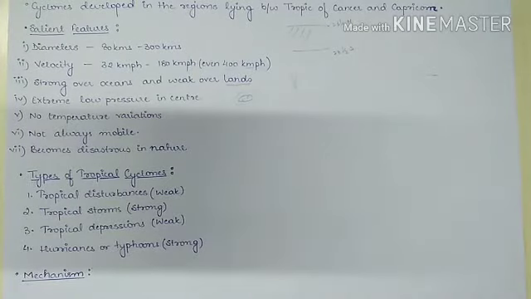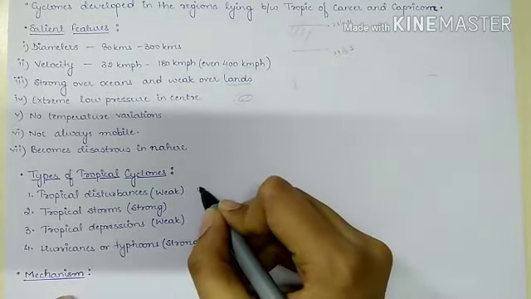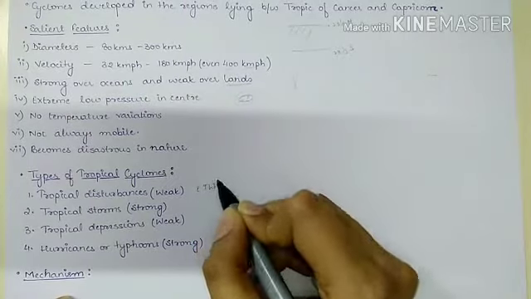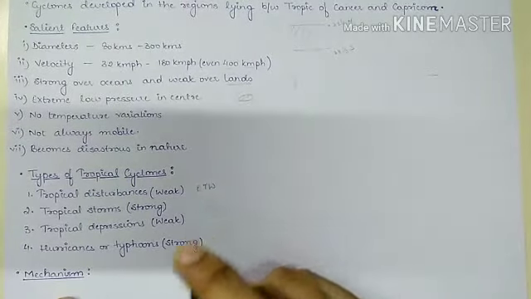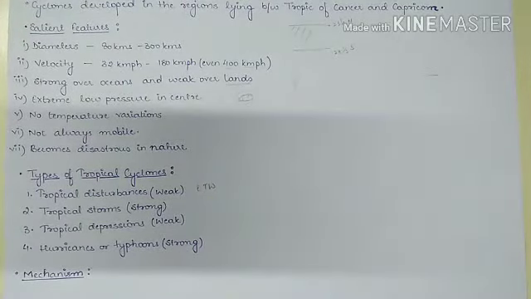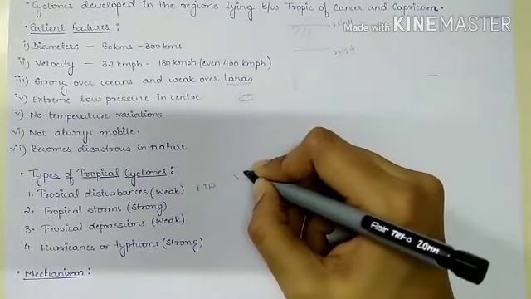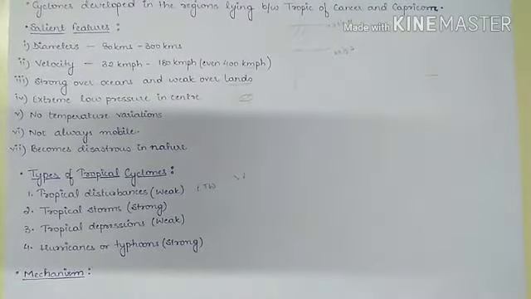Tropical disturbances are migratory waves like cyclones, and they are associated with easterly trade winds. Hence they are called easterly waves. And these winds move towards the center with low speed. So they have low speed, hence they are weak.